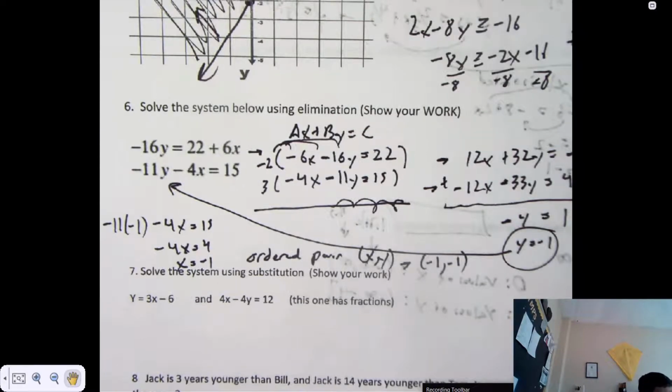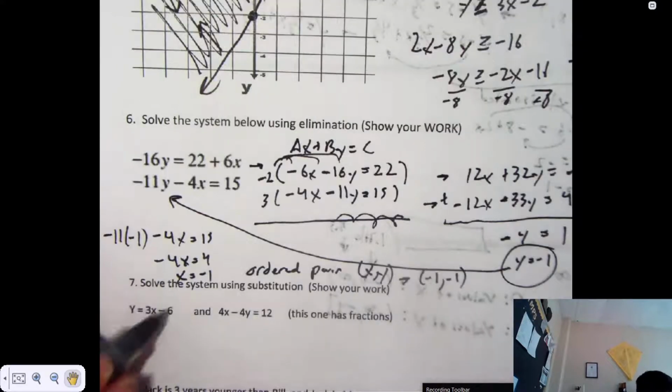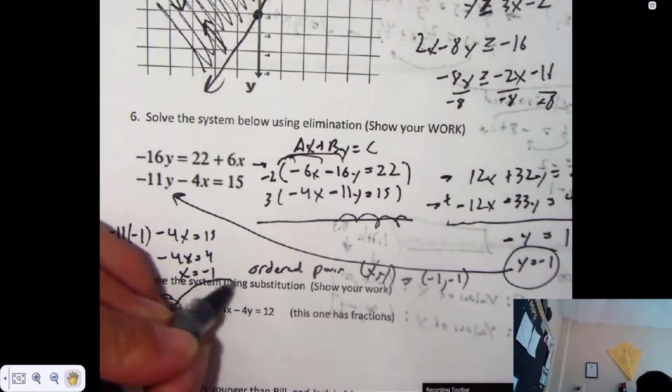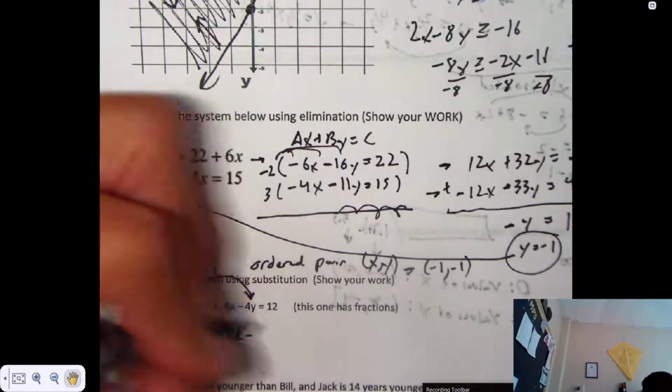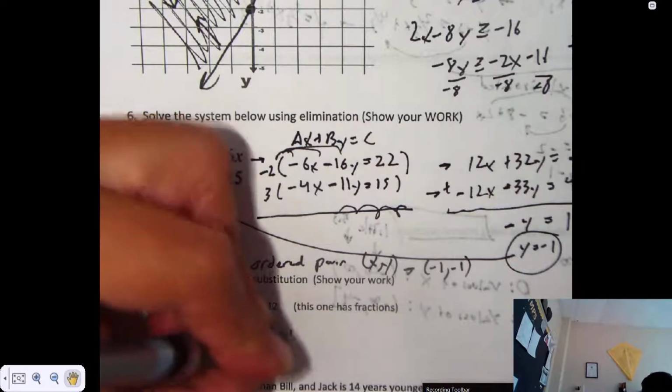So there's an elimination. The next one is substitution, and it does have fractions. Don't be scared of that. But you know exactly what y is. Y is 3x minus 6. So everywhere you see a y, you can replace it with 3x minus 6.